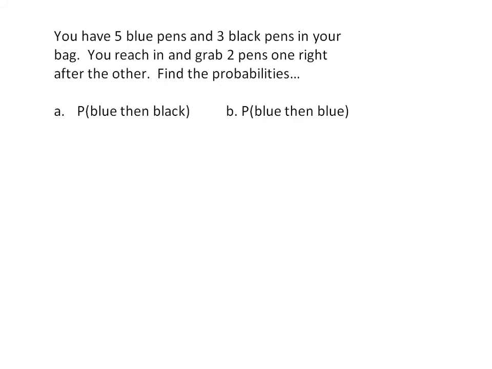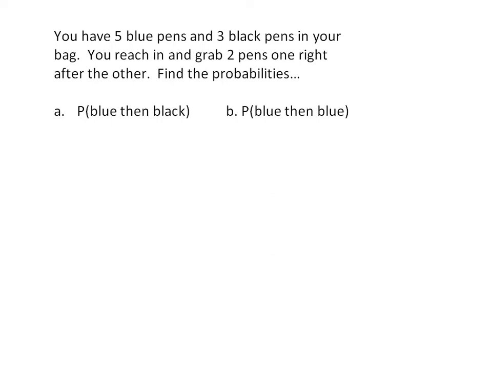Okay. In this example, it says you have 5 blue pens and 3 black pens in your bag, and you reach in and you grab 2 pens, one right after the other. So you're not grabbing one, looking at it, and putting it back in the bag. You're grabbing 1, 2, 2 in a row. Find the probabilities.